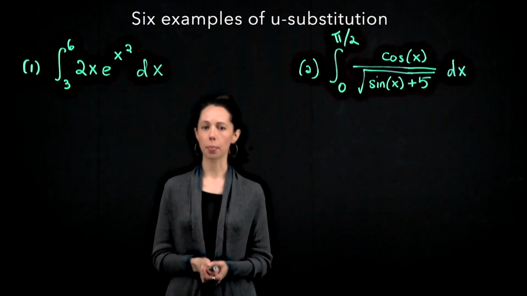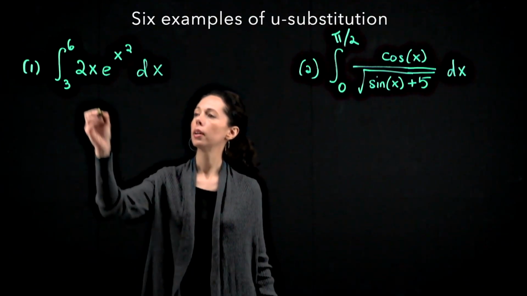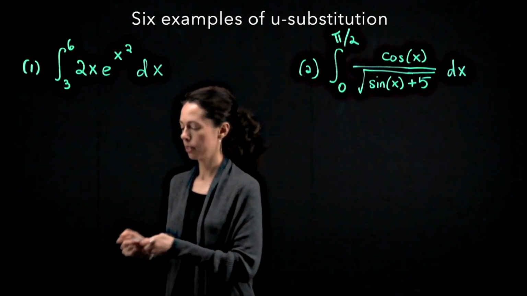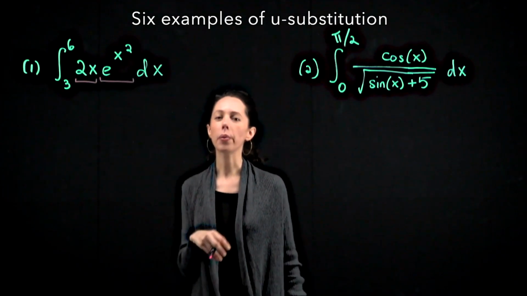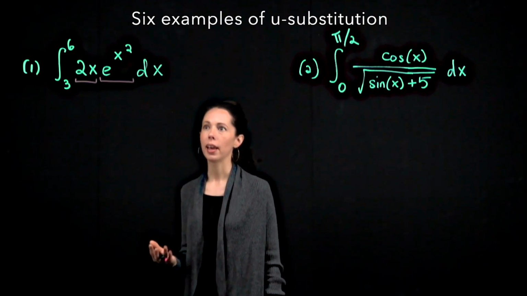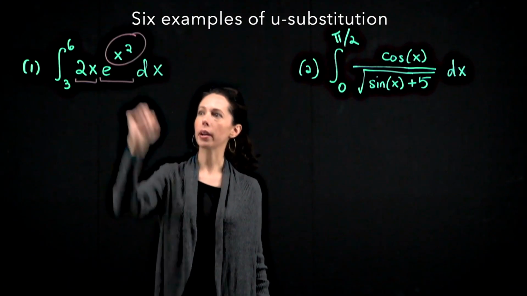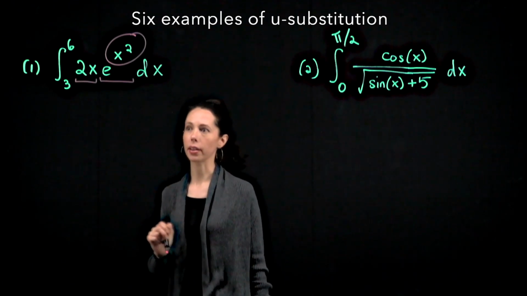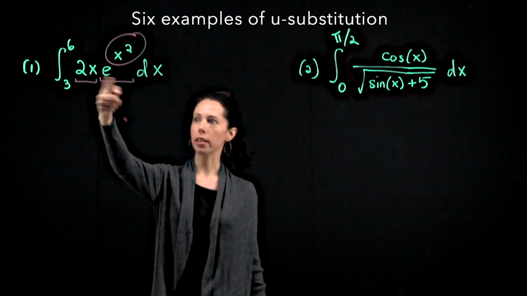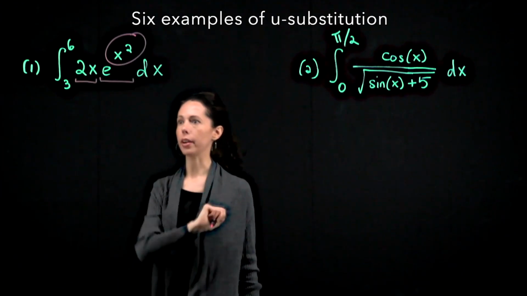Okay, let's start with these two examples. So what I have here is a product of two expressions. With u-sub, you always want to be looking at a product. And then I see this x squared up here, and I recognize that its derivative, 2x, also appears out here. So one of the expressions in this product is the derivative of a part of the other.